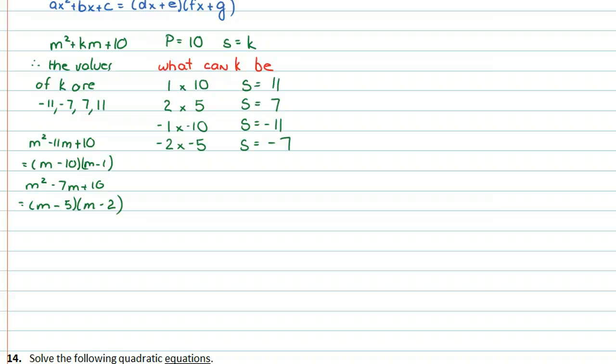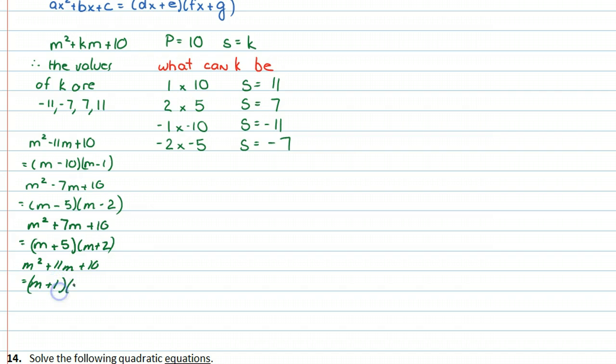And then we might as well just do our other two while we're at it here. If I had m squared plus 7m plus 10, that's going to factor to (m plus 5)(m plus 2). If I had m squared plus 11m plus 10, that's going to factor to (m plus 1)(m plus 10). So that's what this question means when it wants us to factor over the integers. It means it factors nicely for us. We can do this by inspection or with decomposition.